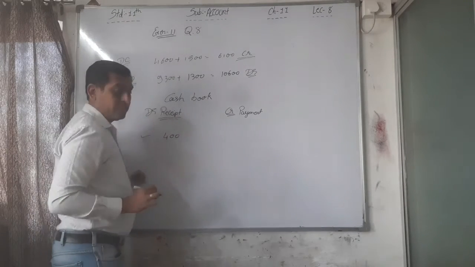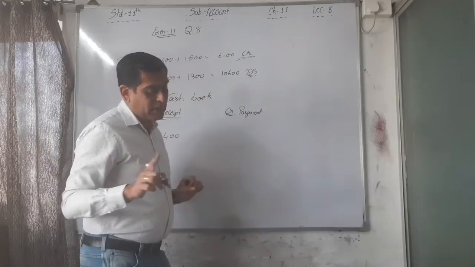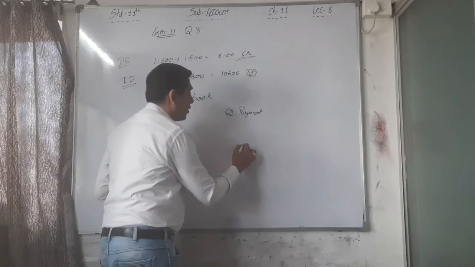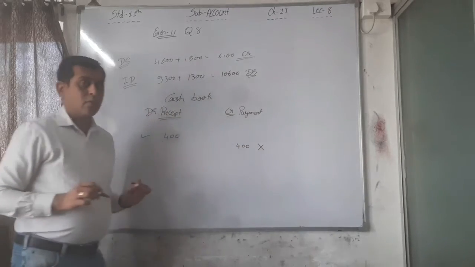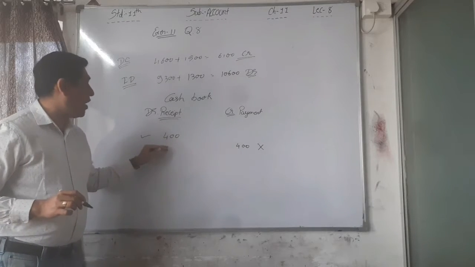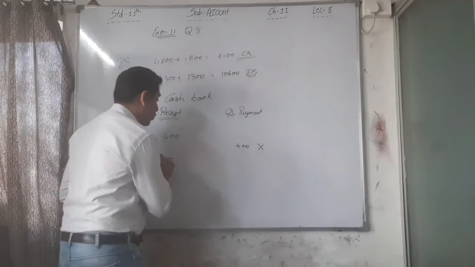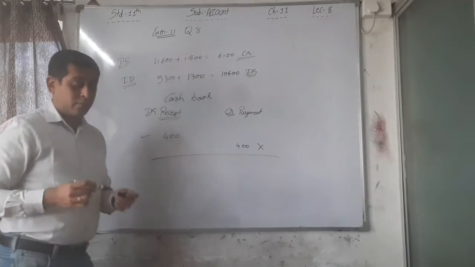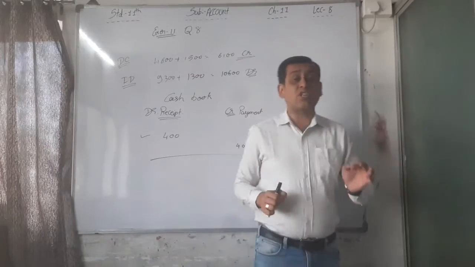This one is the right. But by mistake, recorded on the payment side of the cash book, 400 we are recording, and this one is the wrong one. We are recording on this side. We have to record on this side, but we are recording on this side. So what is the rectification? By mistake, that means error is there. So what is the rectification of errors?